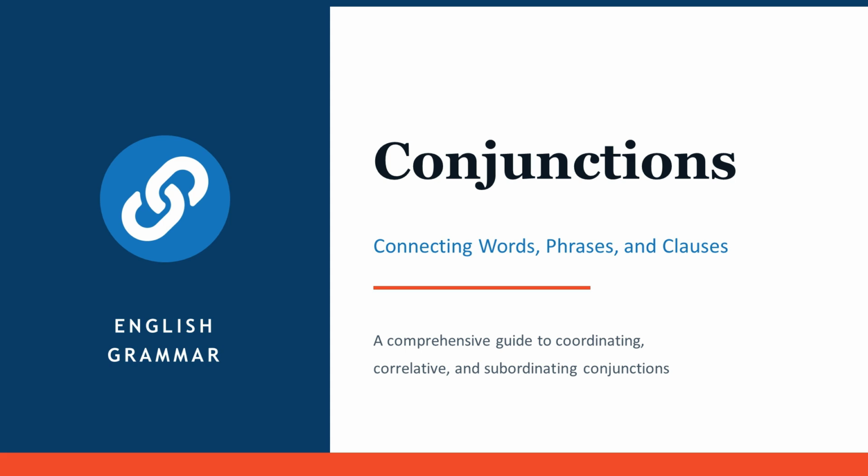Welcome to this lesson on conjunctions in English grammar. In this presentation, we will explore how conjunctions work as connecting words that join words, phrases, and clauses together. We will cover three main types: coordinating conjunctions, correlative conjunctions, and subordinating conjunctions. By the end of this lesson, you will have a clear understanding of how to use each type effectively in your sentences. Let us get started.